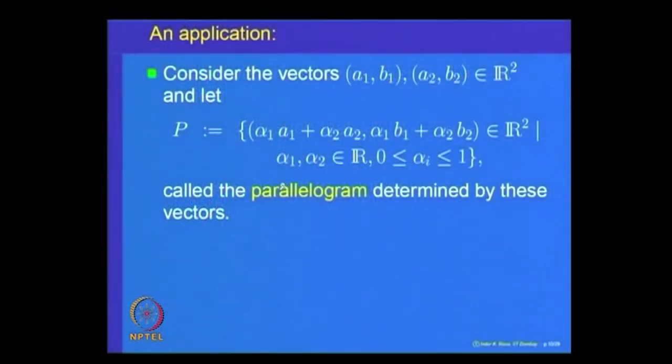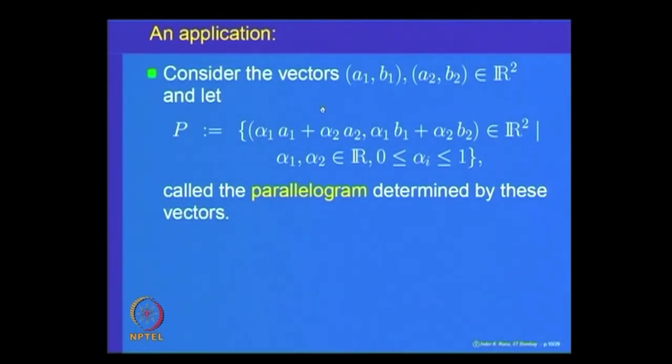So, let us look at the first application of this. Let us take two vectors A and B, (A1, B1) and (A2, B2) in R2, and look at the set P of all vectors in the plane of the type where the first component is alpha 1 A1 plus alpha 2 A2, and the second component is alpha 1 B1 plus alpha 2 B2, where alpha 1 and alpha 2 are numbers between 0 and 1. This is called the parallelogram determined by the vectors (A1, B1) and (A2, B2).